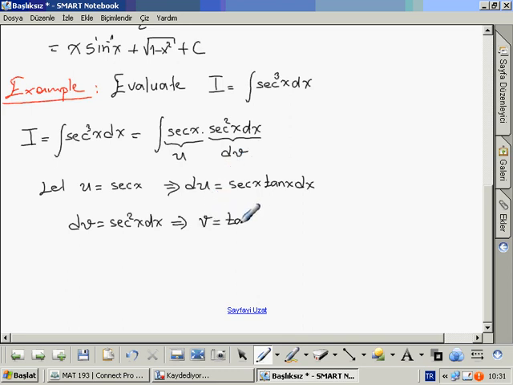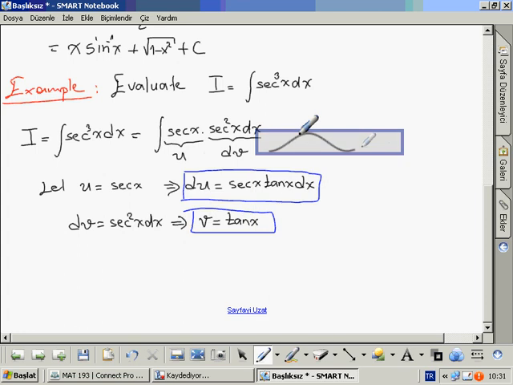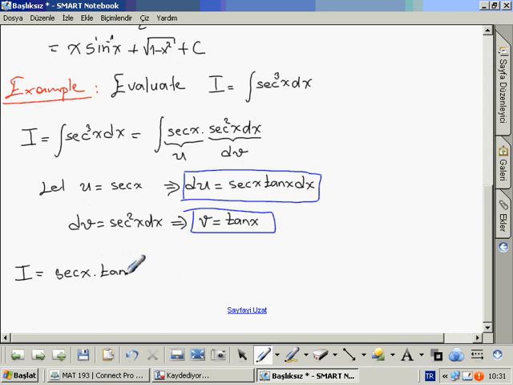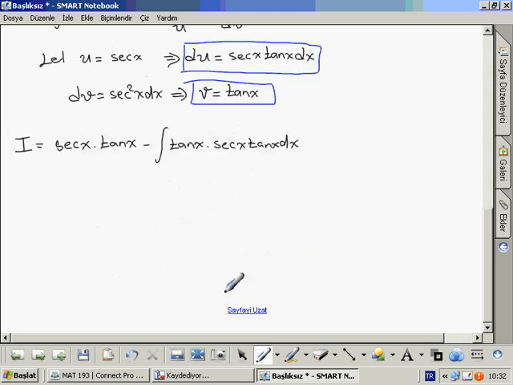b equals tangent x, and we will use this integration by parts equality. I equals u times v, which is secant x times tangent x, minus integral v times del u, which is tangent x times secant x tangent x del x.